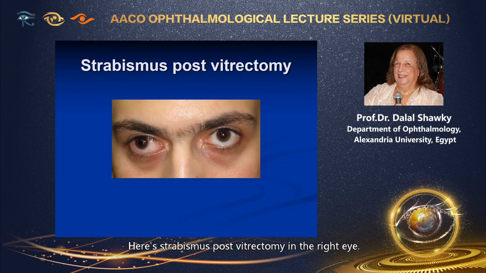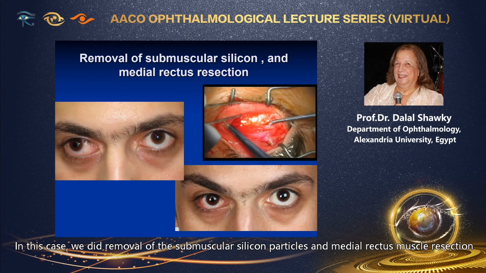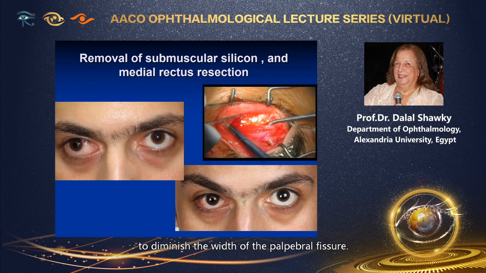Here, strabismus post vitrectomy in the right eye. We see there is exotropia in the right eye with widening of the palpebral fissure. And in this case, we did removal of the submuscular silicone particles and lateral rectus muscle resection to diminish the width of the palpebral fissure. And here is the post-operative result: the eyes have regained parallelism and the palpebral fissures are of equal size.